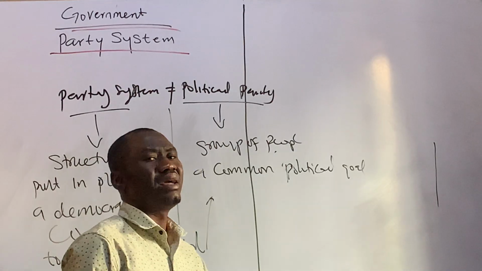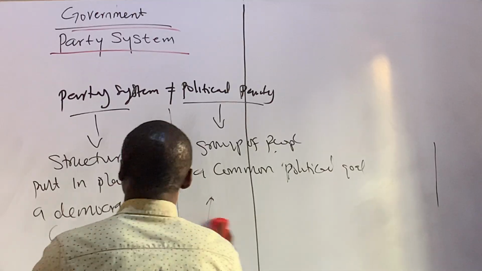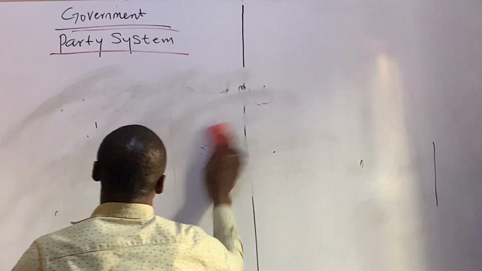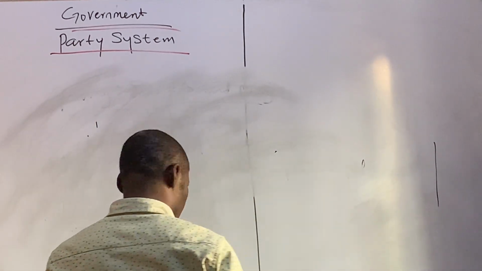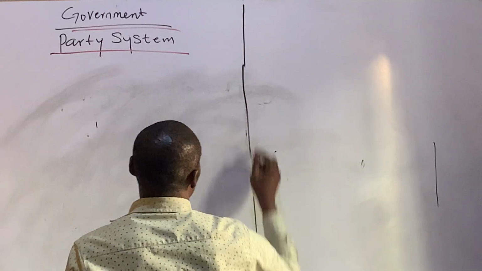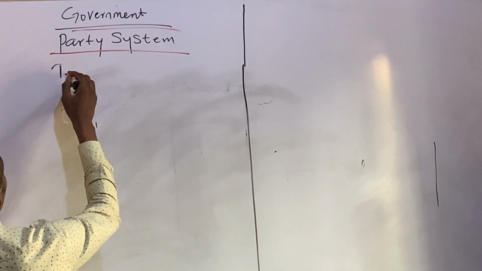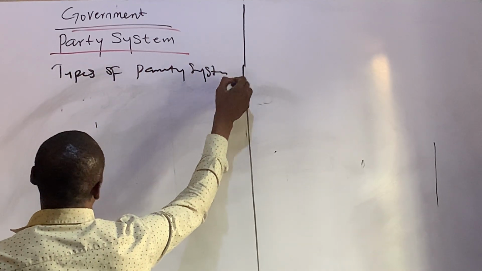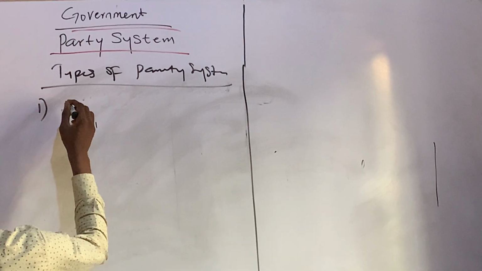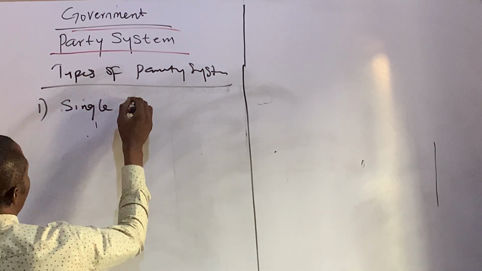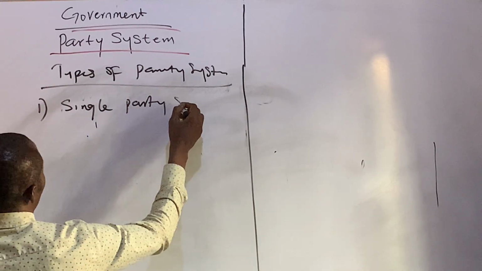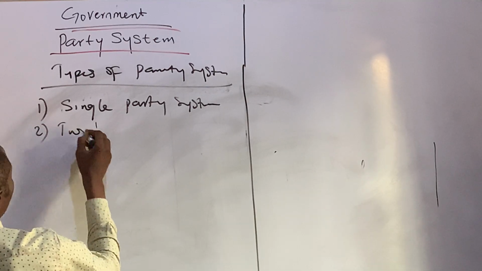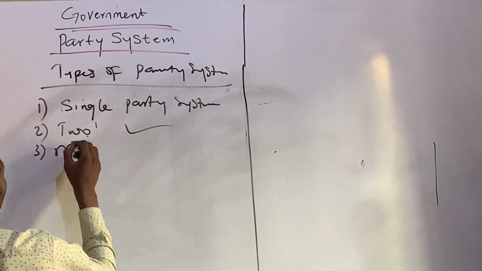Now, we need to know that there are three types of party system. Number one, we have the single party system. Number two, we have the two-party system. Number three, we have the multiple party system.